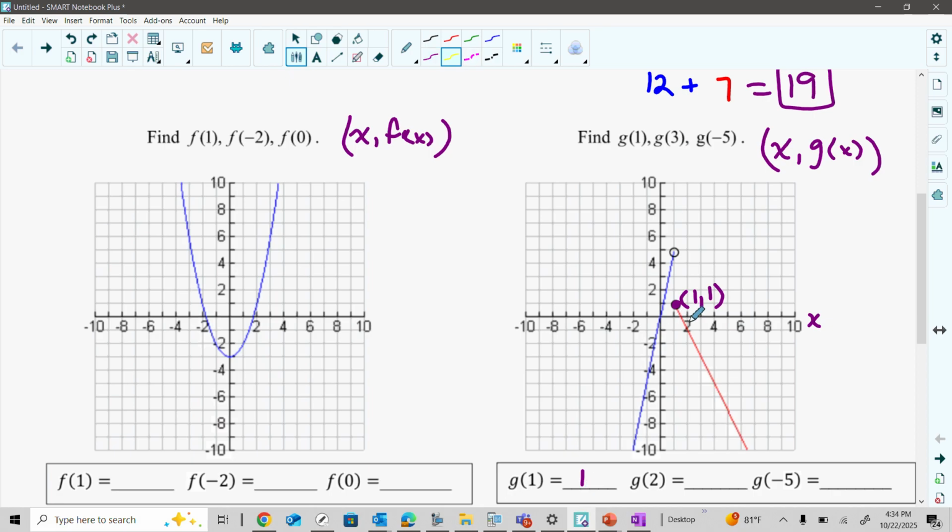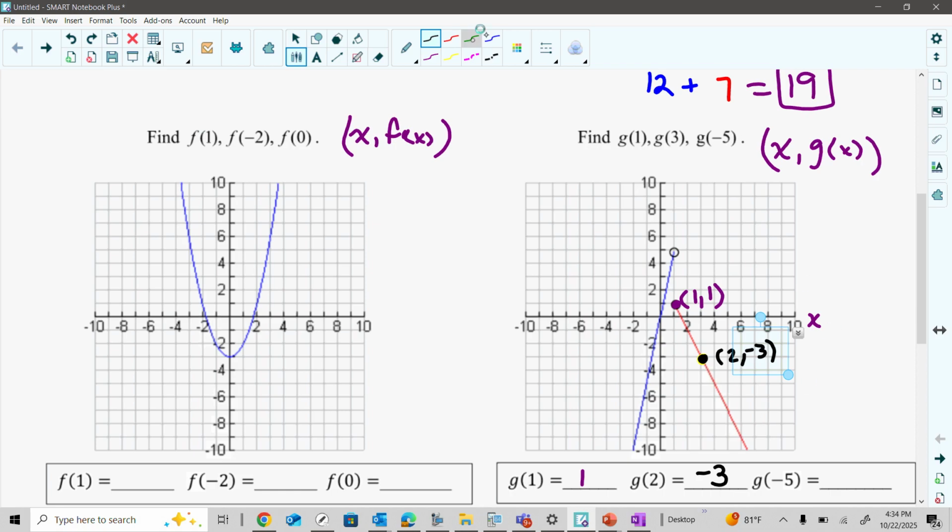So g of 2, there's 2, here's 3. I have to come down and touch that line. And it's at that point. I'll make this black maybe. This point is 2, comma, negative 3. So g of 2 is negative 3. Hopefully that will remind you what to do.